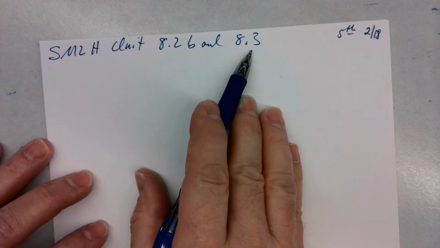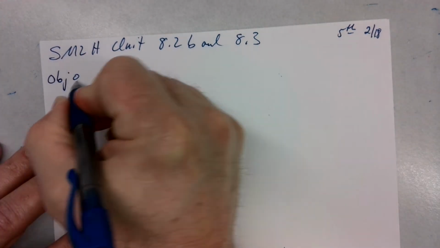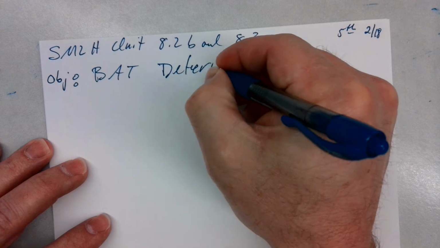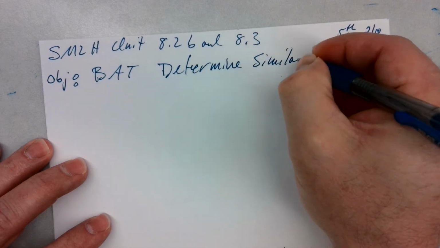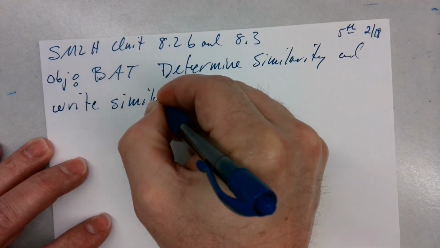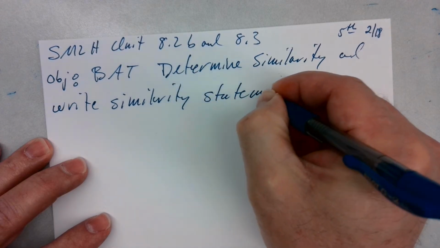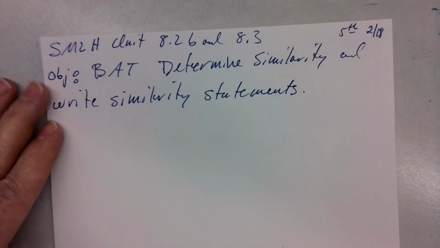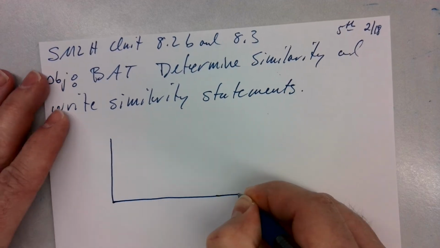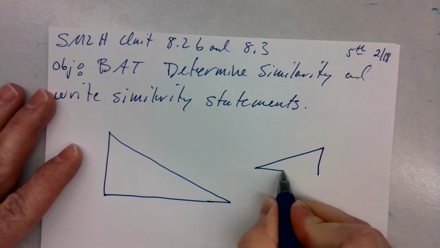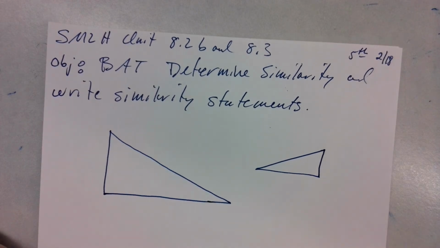So we're going to go 8.2b and 8.3. Our objective is going to be able to determine similarity and write similarity statements. Now, what you need to understand is that they're going to give you a couple of triangles. I like triangles. Okay, I like triangles too. Okay. Now, if these are my two triangles, what you need to understand is there's a couple of things going on here.